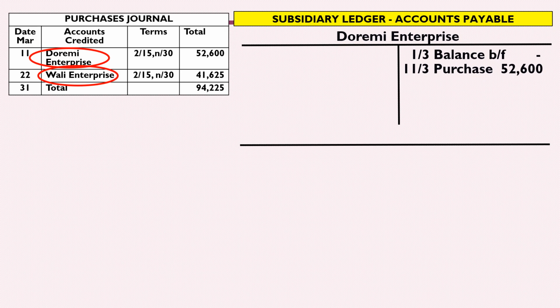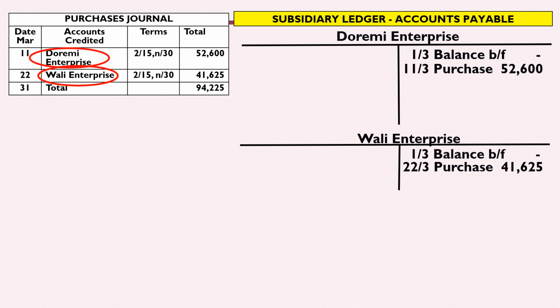After that, write down the T accounts for Wali Enterprise. Firstly, write down the balance brought forward. That is on 1st March, the balance brought forward equals to 0. Then record the purchase credit on 22nd March, the purchase amounting 41,625.